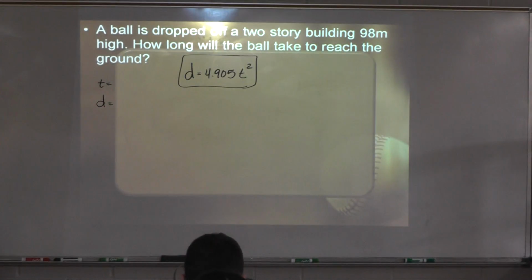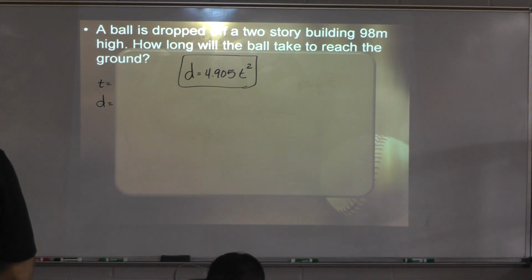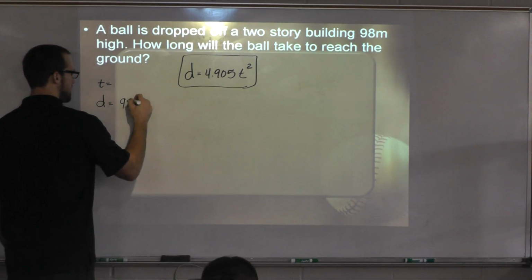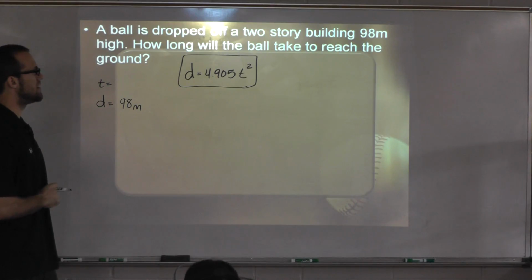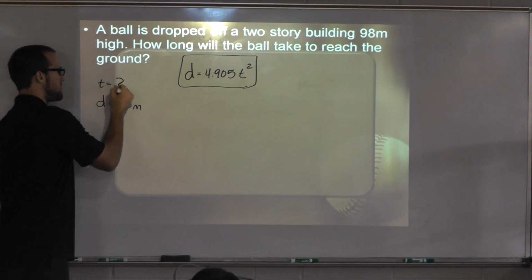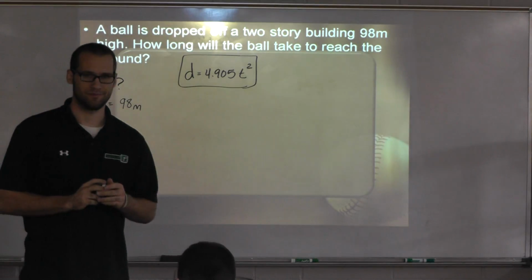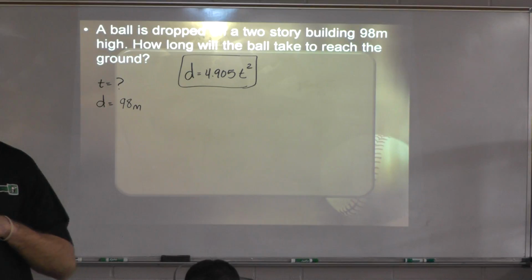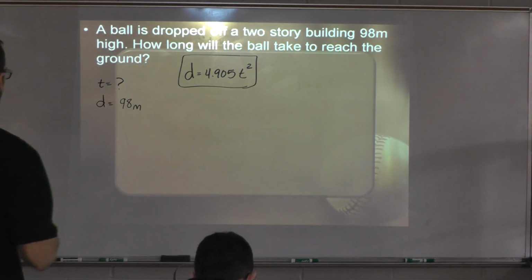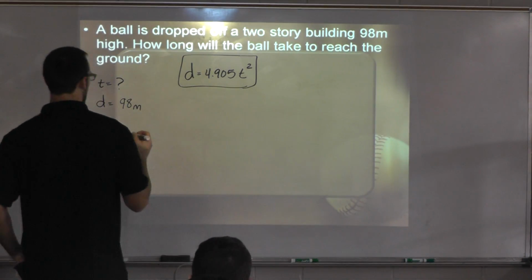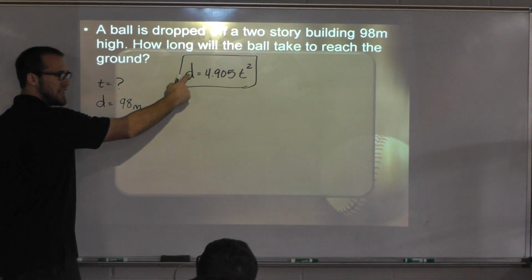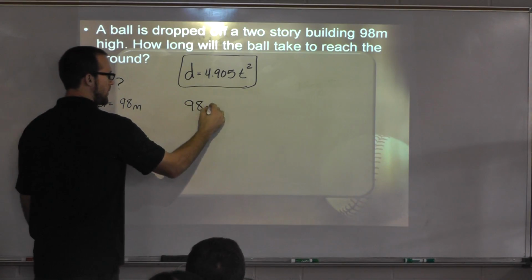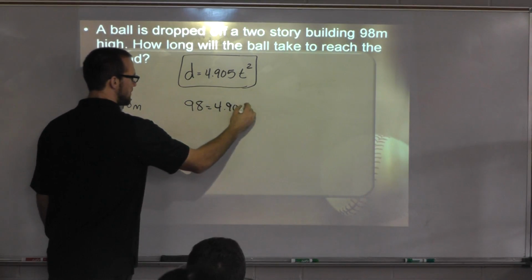Okay, so a ball is dropped off a two-story building 98 meters high. What variable is that? That says how long will it take the ball to reach the ground. And since we've already kind of put in g and made a new equation out of it, we don't have to worry about g for this one. The reason I want to show you this one is because when you plug in d for d, are you guys paying attention and following me here? You're solving for time.